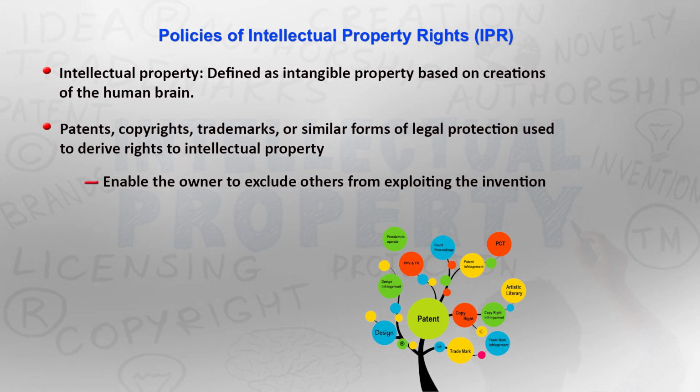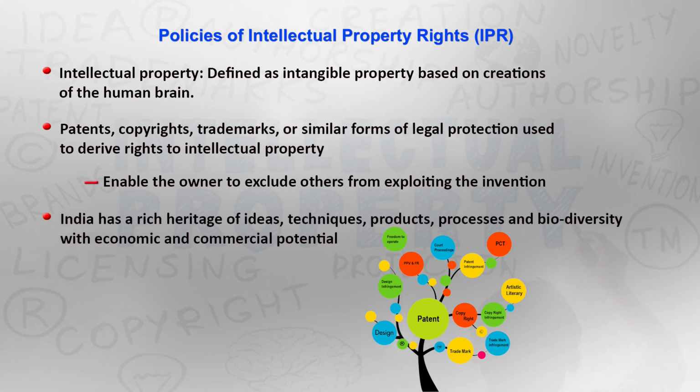patent, copyrights, trademarks or similar forms of legal protection are used to derive the right to intellectual property. So actually through the patent or copyright or trademarks, we are able to protect our right on the intellectual property created by the human brain, and basically it enables the owners to exclude others from exploiting the inventions which are created by a company or a person or a scientist.